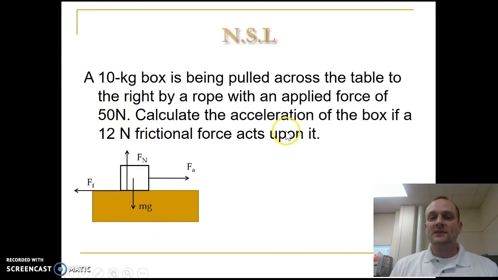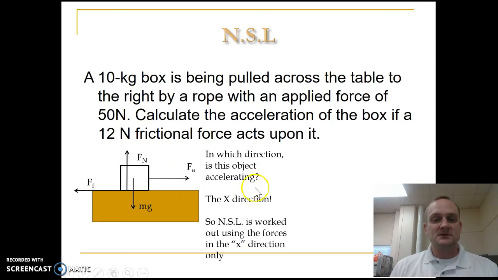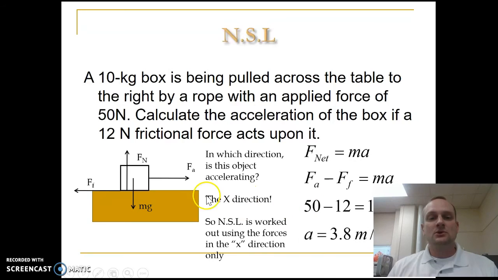Now, we're concerned with the acceleration of the box. Well, the box is not going to accelerate up or down, right? I'm pulling it to the right. So the only forces I need to look at are the ones in the x direction. I don't need to worry about the vertical forces because the vertical forces are not going to cause it to accelerate horizontally. So looking at Newton's second law for the horizontal forces, the net force equals ma.